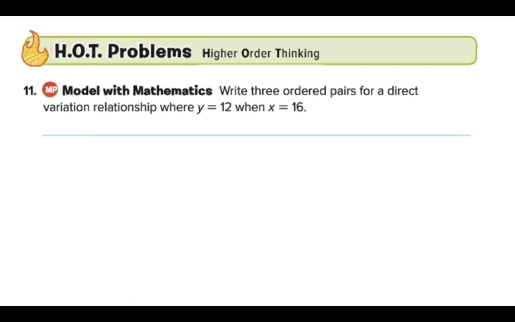Okay, number 11. Write 3 ordered pairs for a direct variation relationship where y equals 12 and x equals 16.